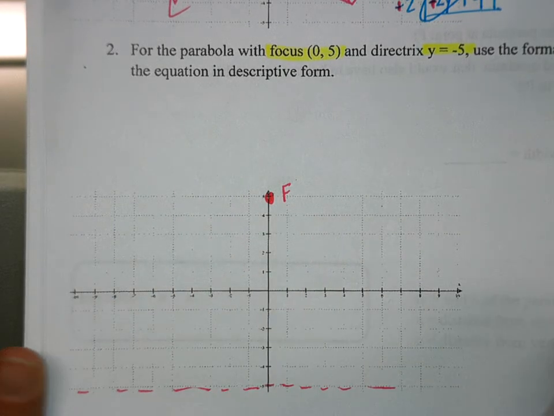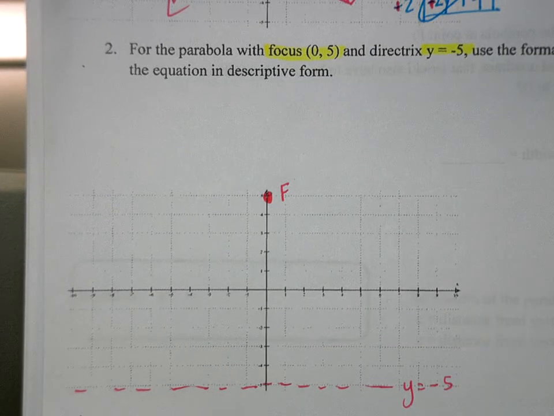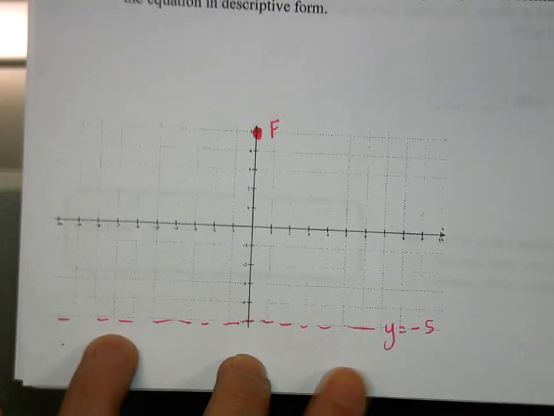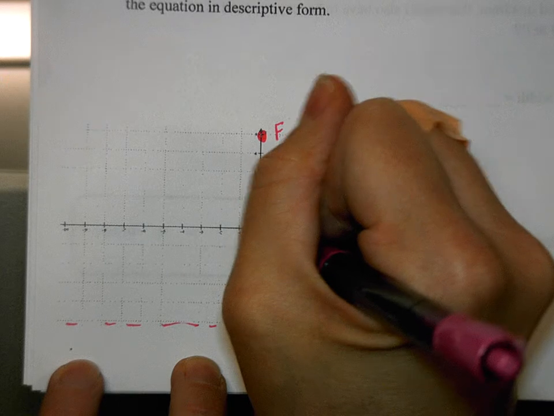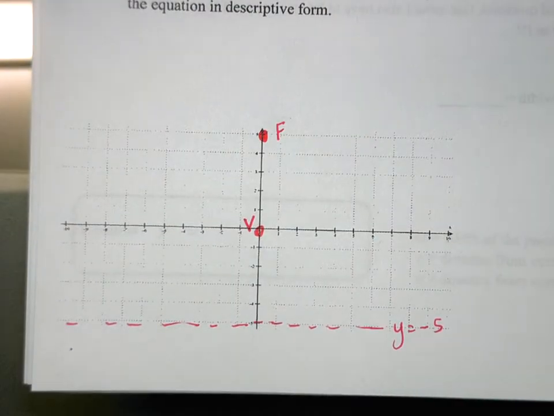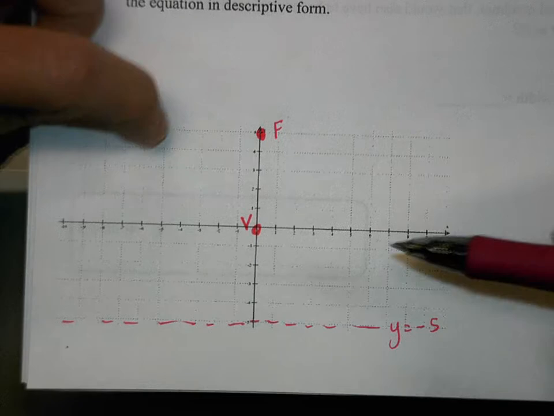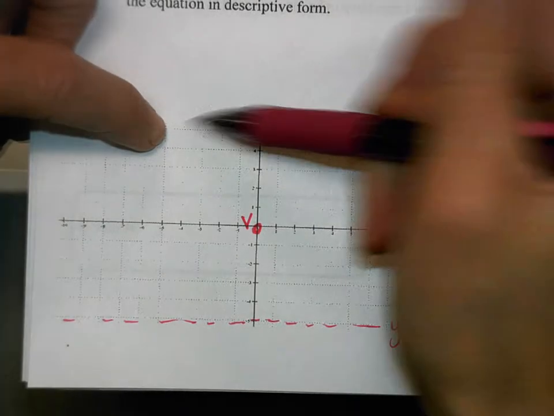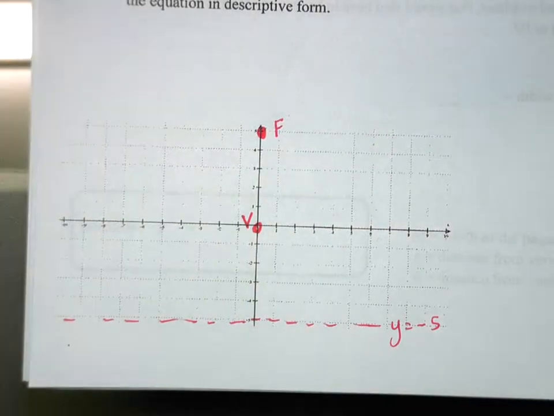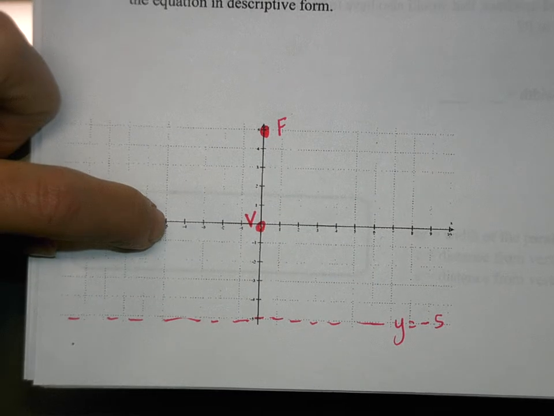Your vertex is always right in the middle of those two. And so where would our vertex be? Good, (0, 0) is our vertex. Can you guys figure out where any other points would be on this graph? So if it was 5 away here, then it would be 5 from here, but 10 from the line, if it's 5 away from the vertex.